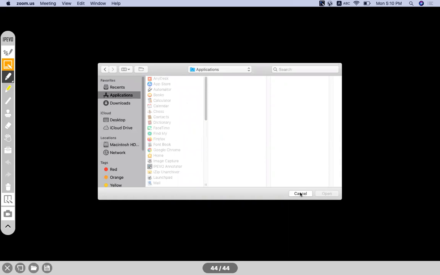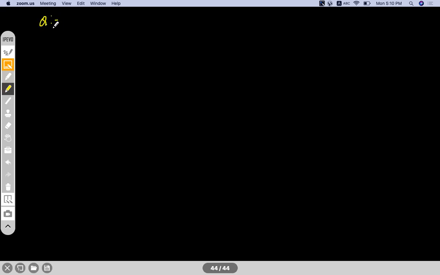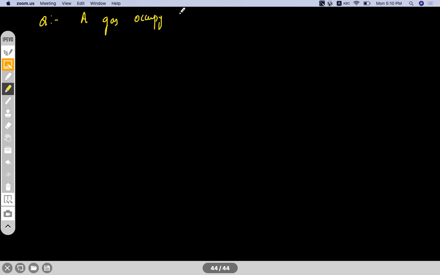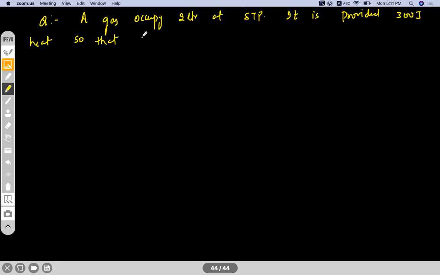See this question. The question is, a gas occupies 2 L at STP. It is provided 300 J heat so that its volume becomes 2.5 liter at 1 atmospheric pressure. Calculate delta U, change in internal energy. Try this one.